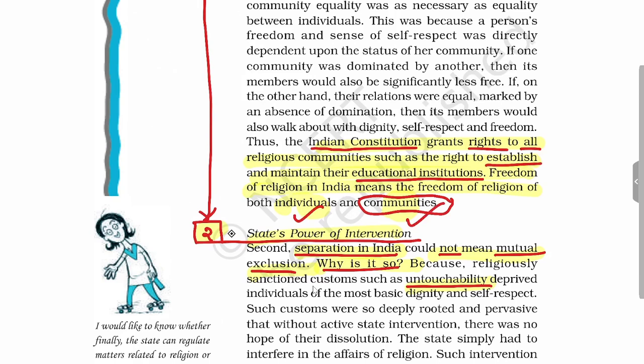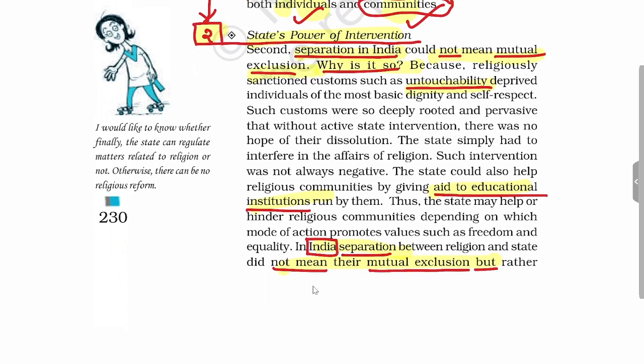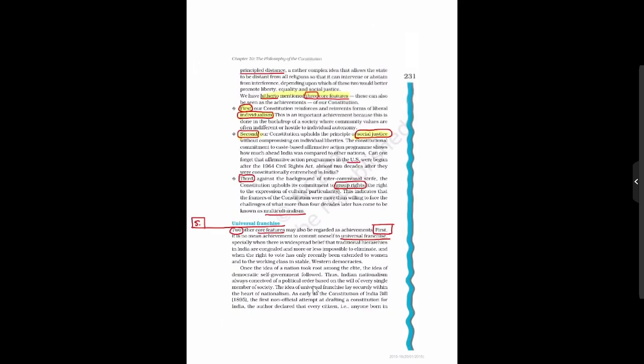The second difference is that the separation in India is not based on the concept of mutual exclusion. For example, untouchability. Then there is the example of aid to educational institutes. Here, the state will interfere in religious matters but without discrimination, and so aid is given to educational institutes based on religion.